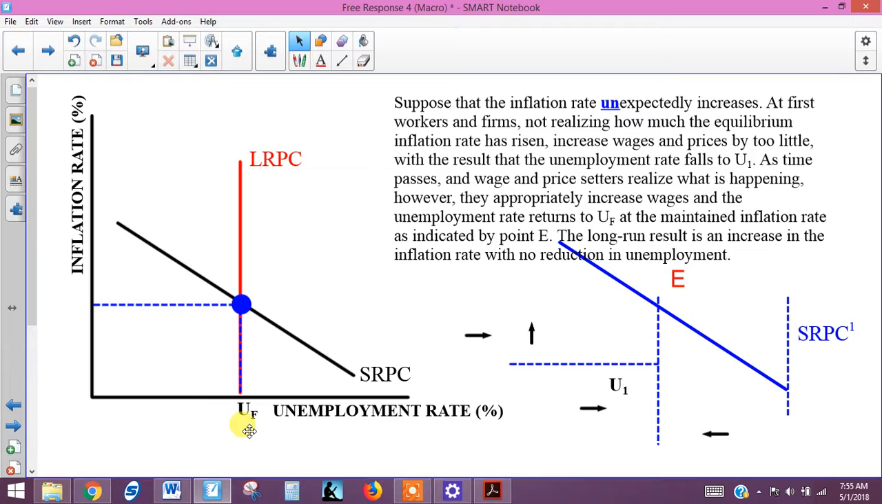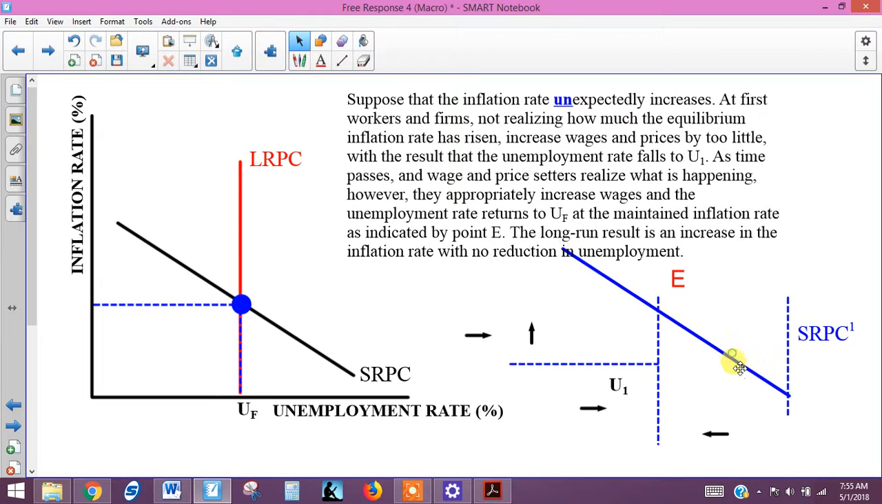Now, this isn't totally true, but theoretically, we can make an argument that there are forces in the economy that are going to push the rate of unemployment back to its natural rate. So now, once we get this long run Phillips curve in here, we can work through a scenario and see how this Phillips curve is going to shift as a result of expected inflation. So just reading up here.